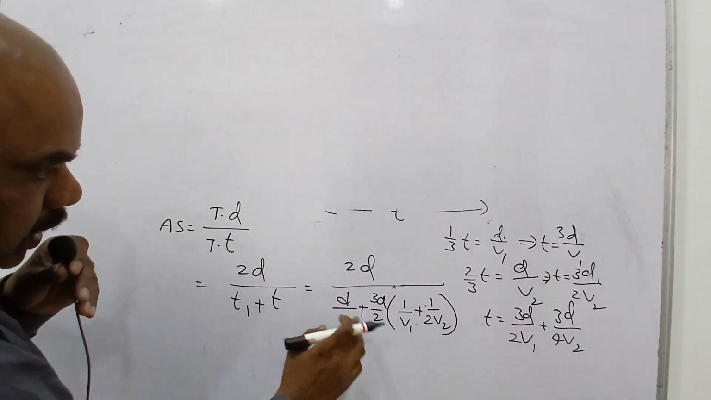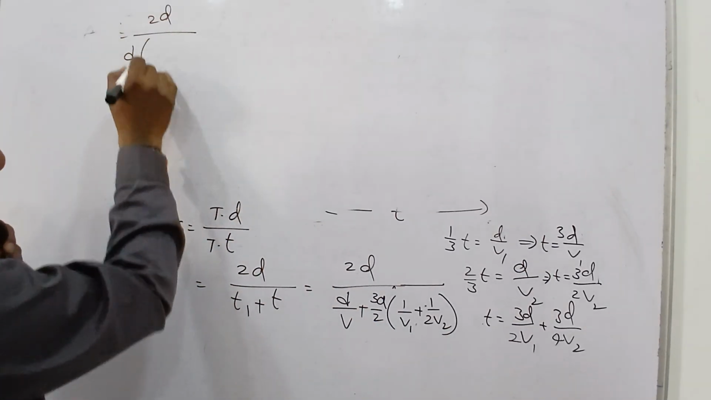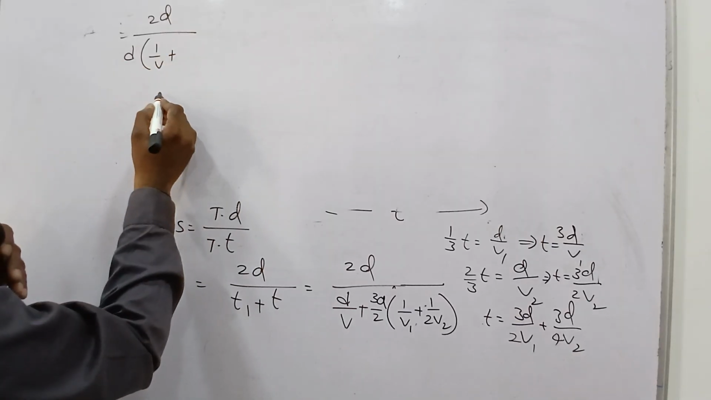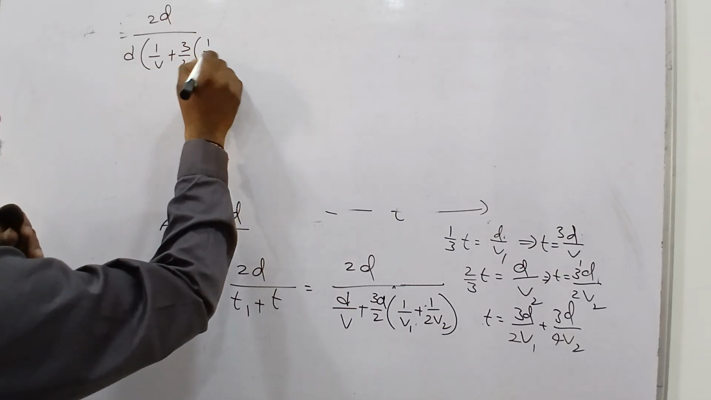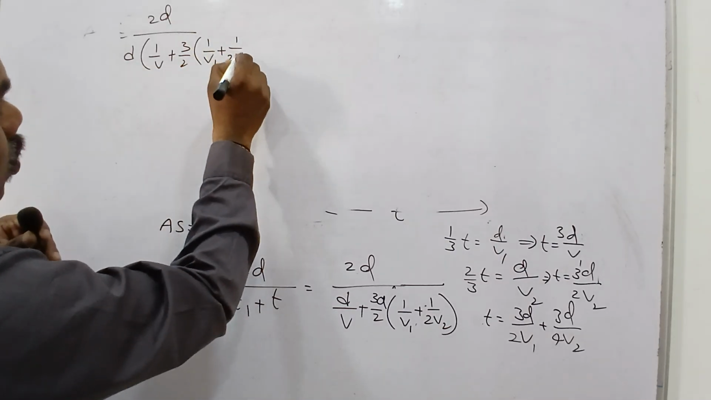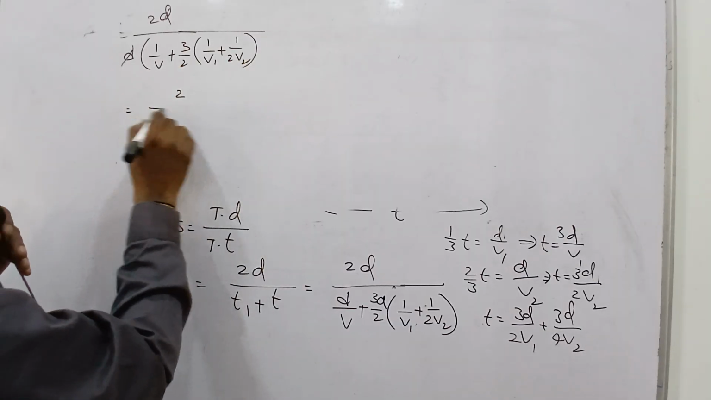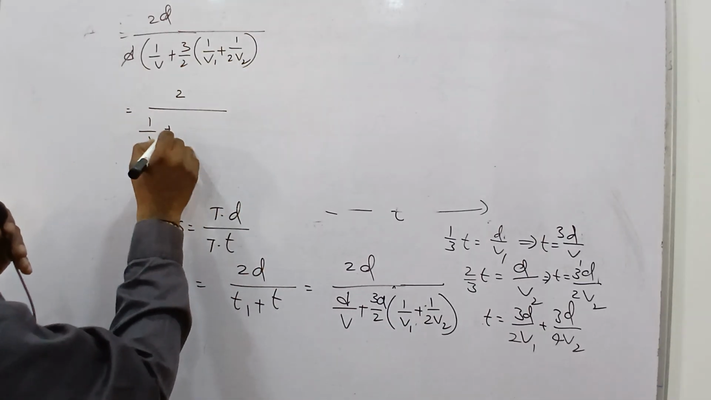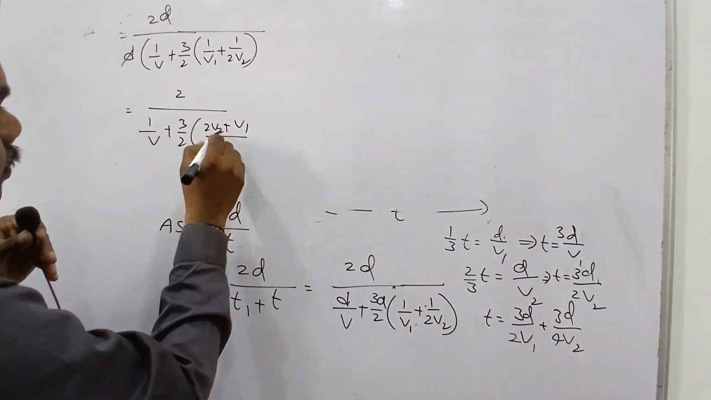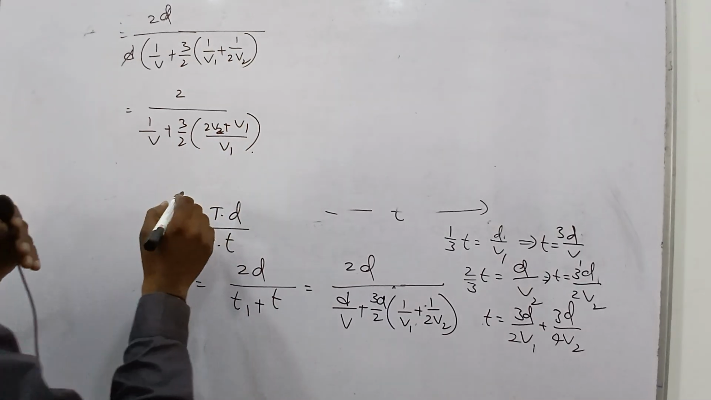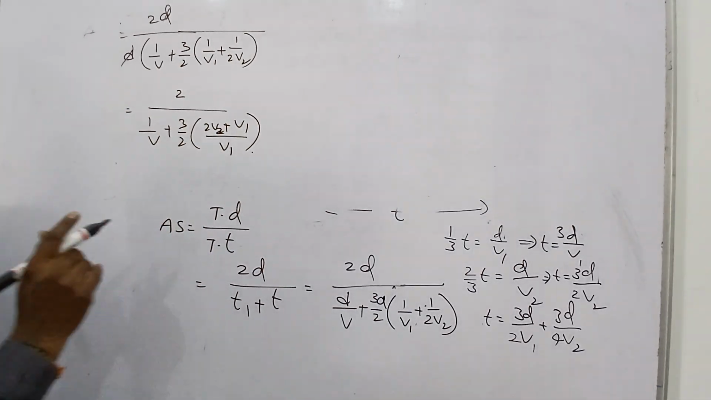Now here d is common. 2d by d take common. This is 1 by v plus 3 by 2 into 1 by v1 plus 1 by 2v2. d, d gets cancelled. 2 by 1 by v into LCM here 2v2 plus v1 by v1. Clear? So what will happen, beta? We did something wrong.